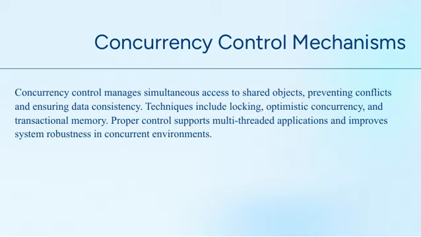To do this effectively, we use several techniques. One common approach is locking, where a process locks an object while it's being used to prevent others from interfering. Then there's optimistic concurrency, which assumes conflicts are rare and checks for conflicts only at the end, allowing for more overlap and efficiency. Transactional memory is another innovative technique that simplifies concurrent programming by executing blocks of code as transactions, ensuring they either complete entirely or not at all.